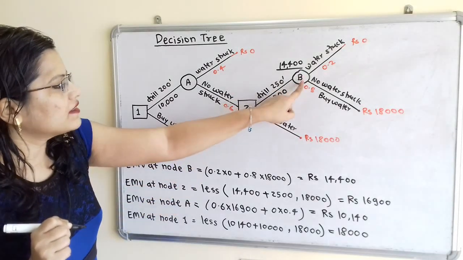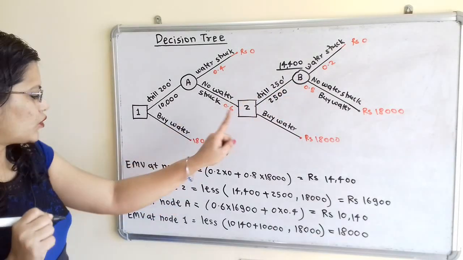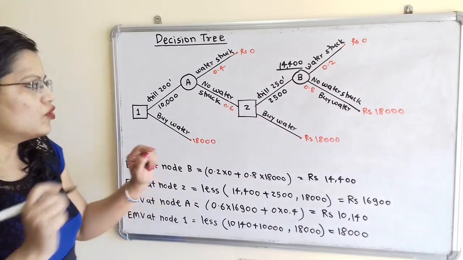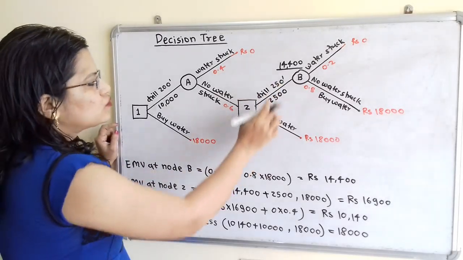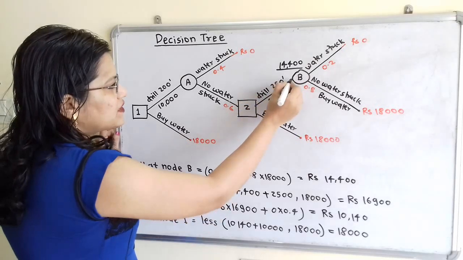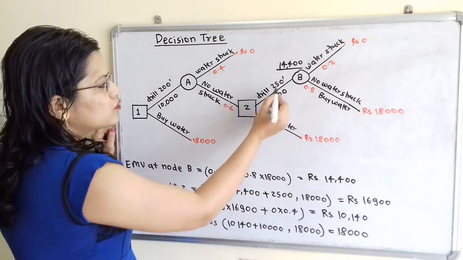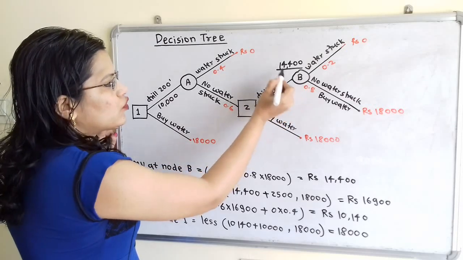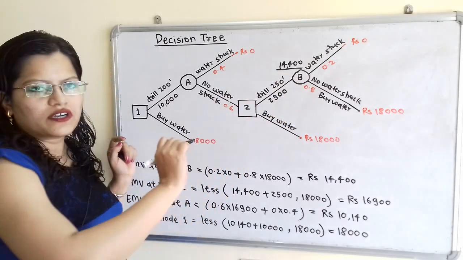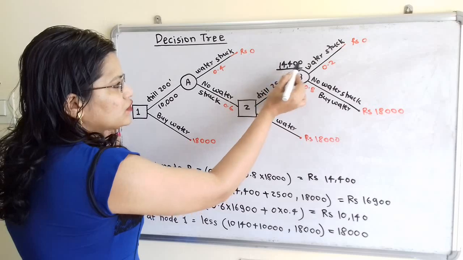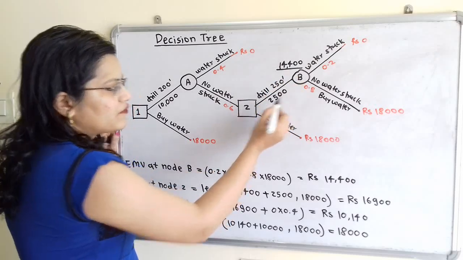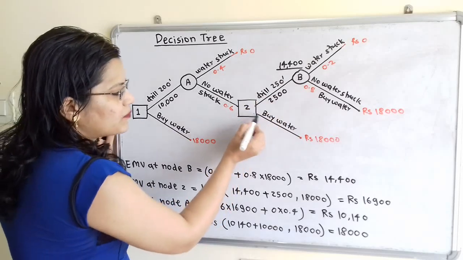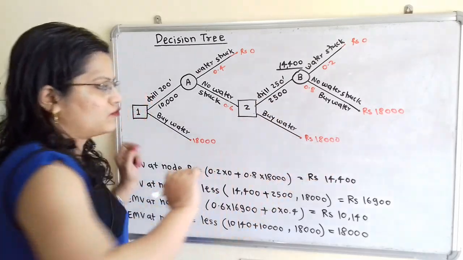Now again next node is node 2. So what is the expected monetary value at this node 2? So we have to compare these two values. For this branch we have to add these two values, because this branch ended at node B, and at node B the value is 14,400. So 14,400 plus 2,500 is the value for this branch, and the value of the second branch is 18,000.